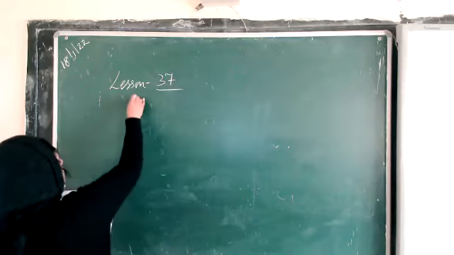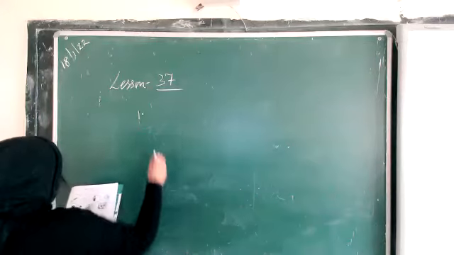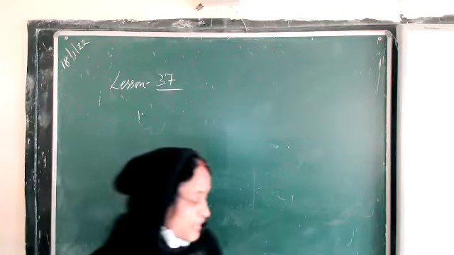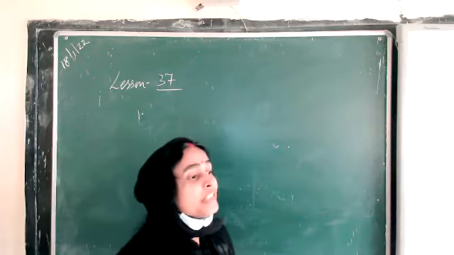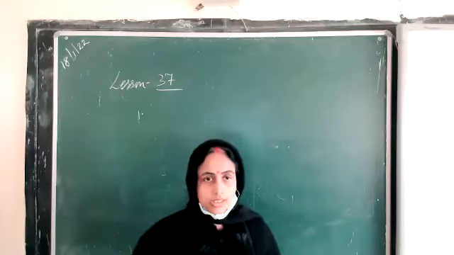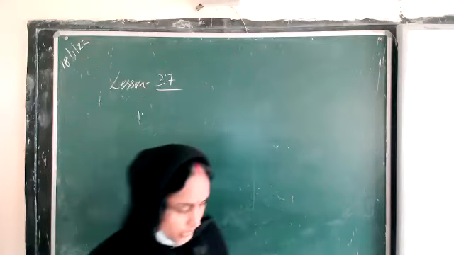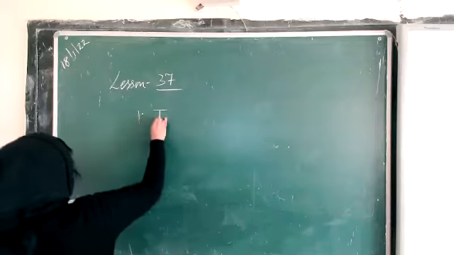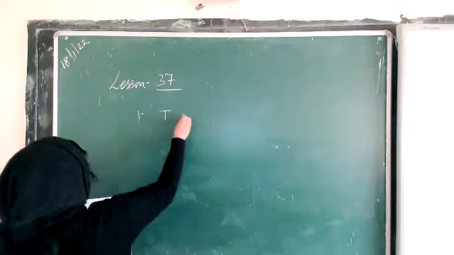So first one, fill the blanks. What is used to measure the temperature of the human body? Which equipment is used to measure the temperature of the human body? Thermometer. The temperature of the human body is measured by a thermometer. So write the correct spelling. Like, a box is given here, no?